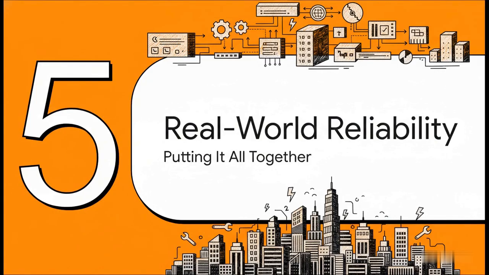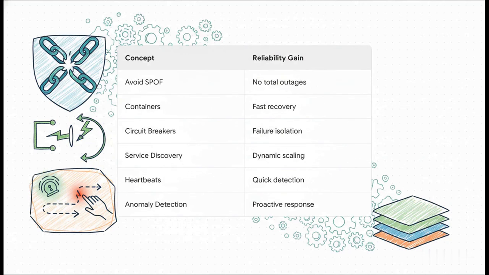All right, we've thrown a lot of concepts at you. Let's pull it all together and see what this stuff looks like out there in the real world. This slide is a great summary because it connects the strategy to the direct benefit. Getting rid of SPOFs means you avoid total outages. Using circuit breakers gives you that critical failure isolation. Anomaly detection lets you be proactive. You can see how each piece adds another crucial layer of protection.